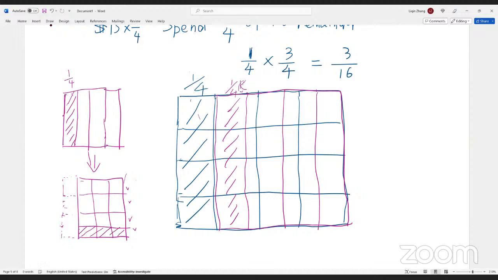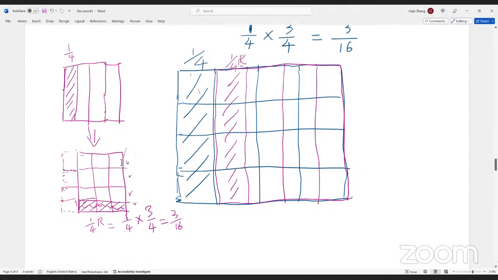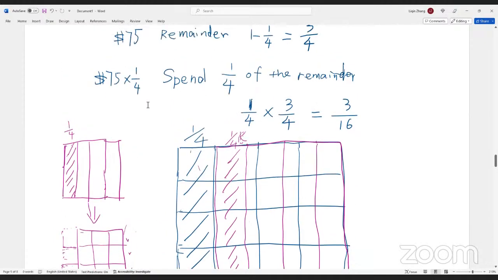So comparing with the whole original part, a quarter of the remainder equals the quarter of the original 3/4 and equals 3/16. So this part is 3/16, right? So that's a difference. So the remainder part and it's a difference.